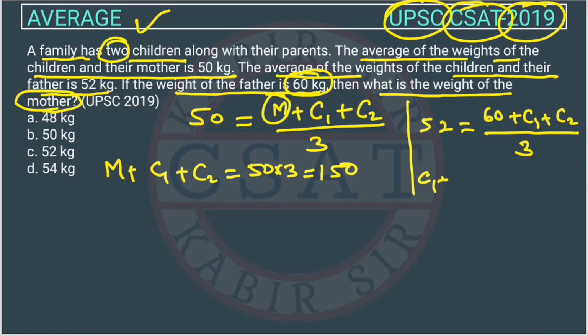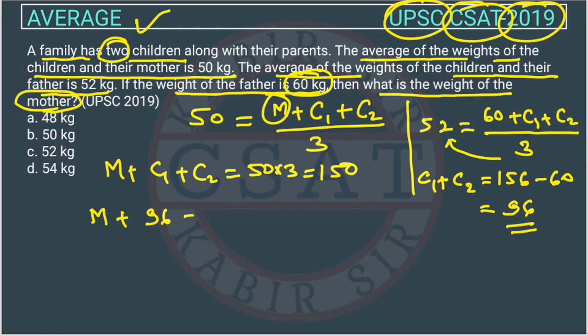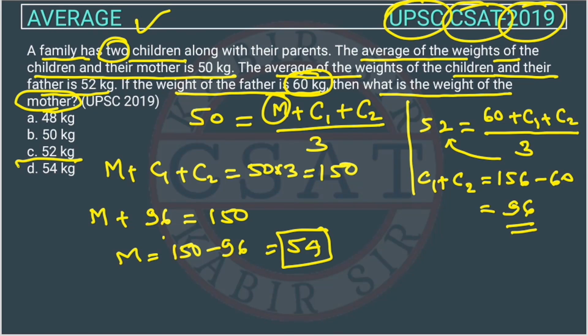So now it will be C1 plus C2 is equal to 52. We will multiply here. So it will become 156 minus 60. Right? You have to calculate this. You will find out. So this will come out 96. We will put the value of C1, C2 here. 150. So this will go this side. It will come out 54. Right. So the answer is option D.